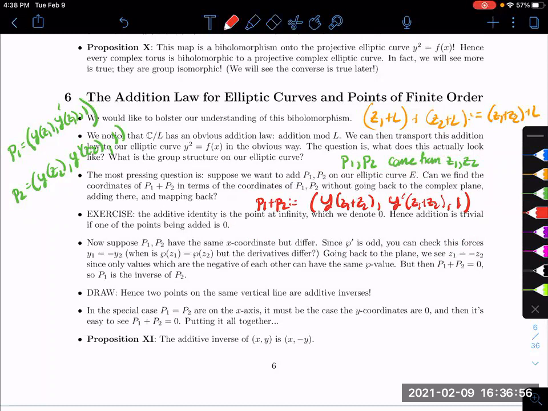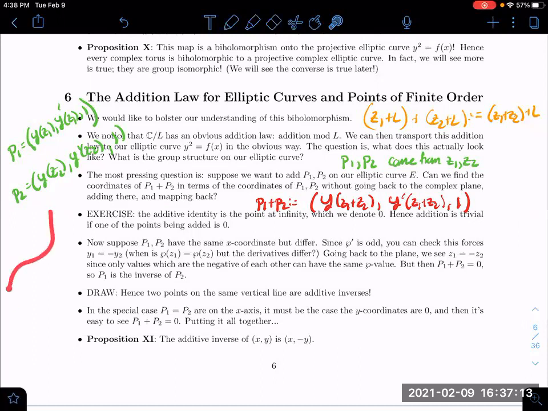But there's another problem, right? The other problem is this. Purportedly, if I give you 2 points on the elliptic curve, I'm going to give you their coordinates. Let's say we're working in the affine projection of the curve, so we're not worrying about the point at infinity. I'm giving you 2 points on it and their x, y coordinates. Can you give me the coordinates of the sum of those 2 points without transporting your addition back to the lattice and then mapping back to the elliptic curve? Because if you have to get the coordinates of the sum by mapping back to the lattice every time and coming back, that's going to get really annoying really fast.